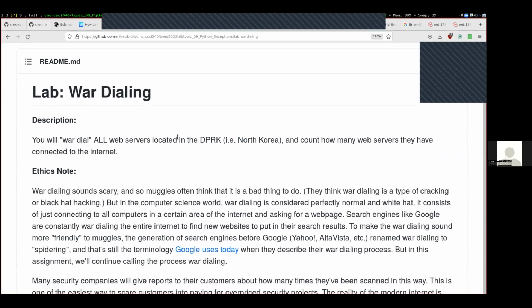And this thing, war dialing, it sounds scary, but it's something that is totally acceptable in the computer science world. Google does it all the time. So not a bad thing.